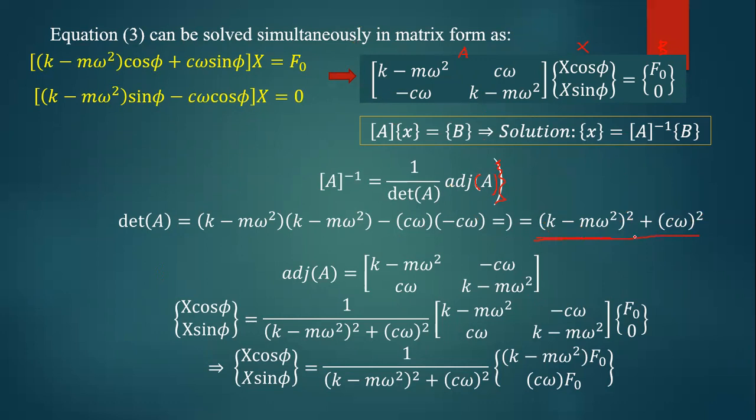And adjoint of A means, if this is the matrix A with entries A, B, C, D, then if we consider this as matrix A, adjoint of matrix A is equal to D, minus of B, minus of C, and here A. This is the adjoint of matrix A.